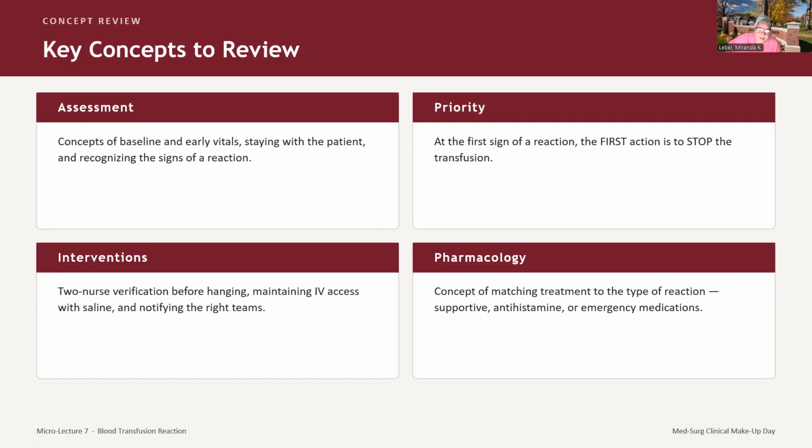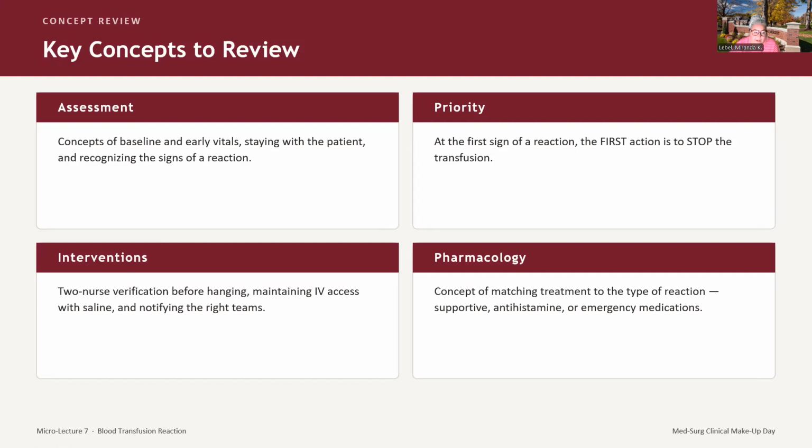So at the first sign of a reaction, the first action is to stop the transfusion. We know that we're giving a medication that is causing an allergic reaction. We don't want to keep giving it. Obviously, we have an underlying problem where the patient needs blood, but an allergic reaction is the priority. So we're going to stop the blood immediately. We're not going to flush it in either. We're going to pull everything out. We'll leave the IV line in because a lot of times that's our only access, but you're going to pull all the tubing.